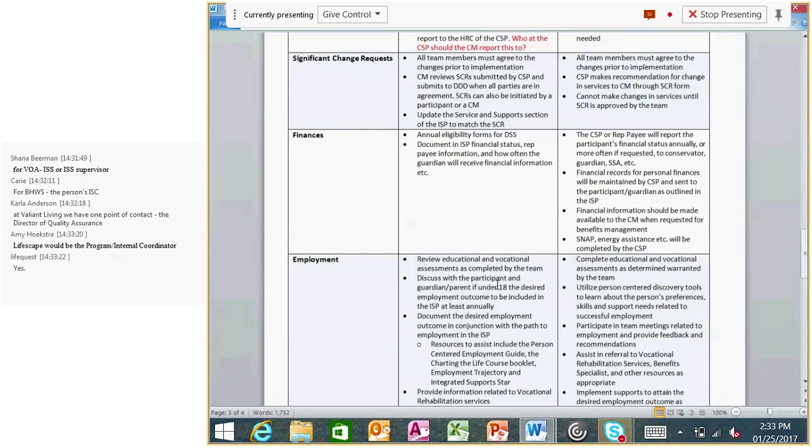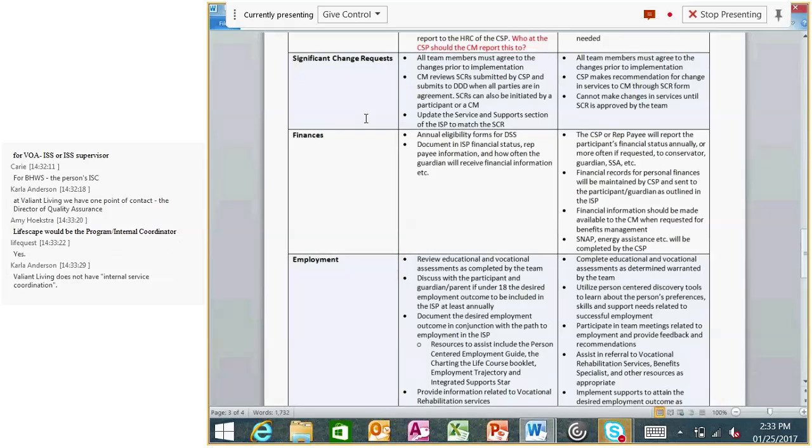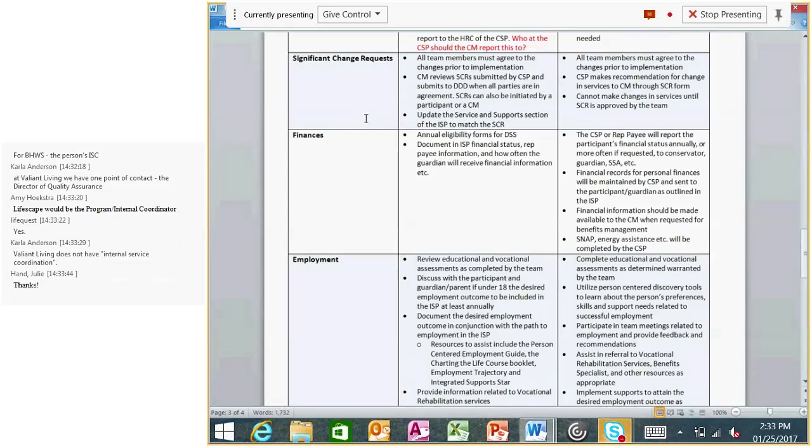All right, so moving on to significant change requests. The case manager is the one who will submit all significant change requests to the division. All team members must agree to the changes prior to the implementation of the changes. A case manager can initiate a change based on team meetings and things of that nature.